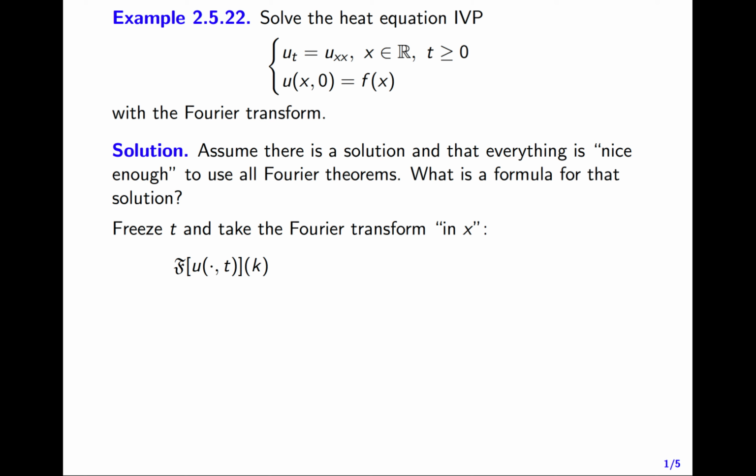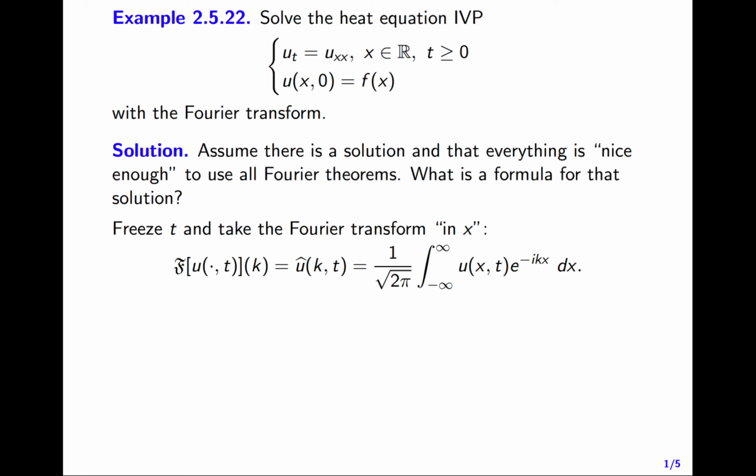Fourier transform on u(·,t) at k. What do I mean by that notation? I've frozen t, that's why t is a parameter. The x slot I've replaced with a dot to indicate that that is the independent variable of the function inside the Fourier transform, and I'm evaluating that at k. Specifically, I'll write that as u hat of k,t, and that will be the integral from minus infinity to infinity of u(x,t) e^(-ikx) dx times the usual 1 over root 2 pi.